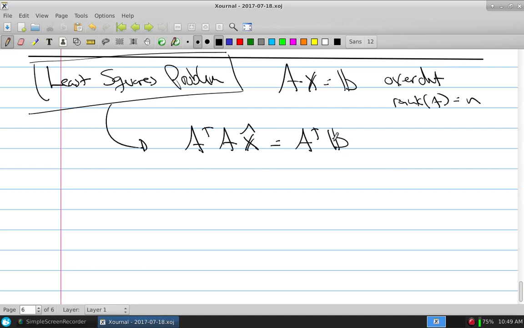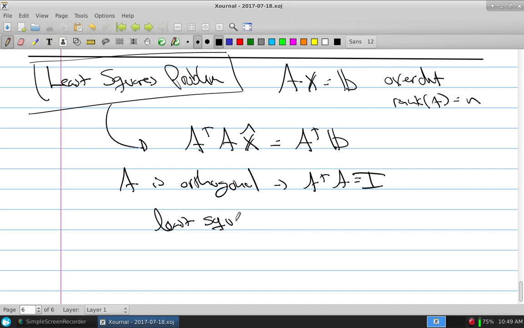Now, on the other hand, if A was made up of columns that were all orthogonal with length 1, what's A transpose A going to spit out? The identity. And so that would mean that if A is orthogonal, that implies that A transpose A is simply the identity. So that says that the least squares solution x hat is simply A transpose b.